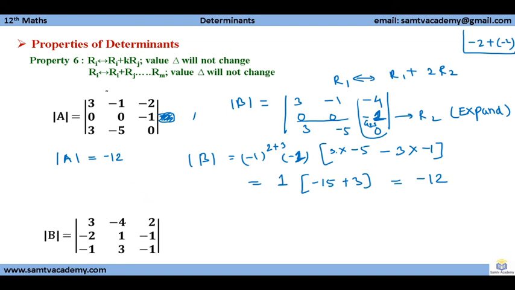Now we will see this property, that we are replacing r1 with r1 plus r2 plus r3. We will see this last property for this question, that if we are replacing r1 with r1 plus r2 plus r3, then the value of determinant is not going to change.